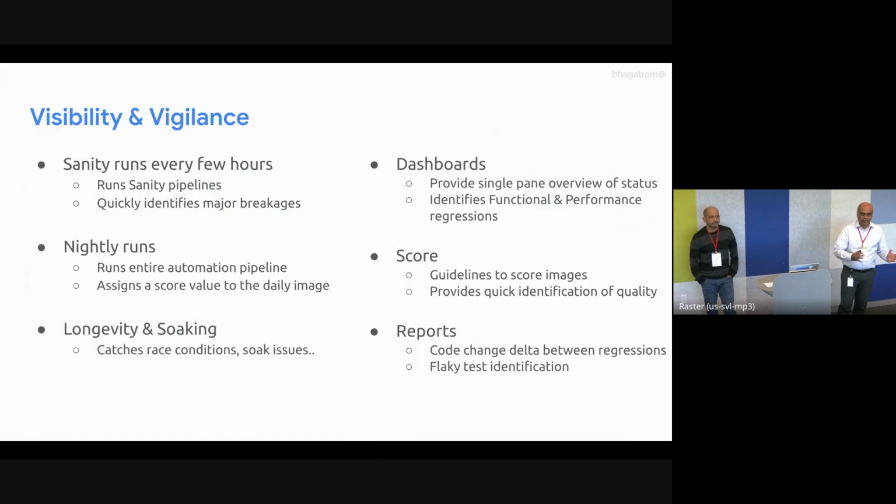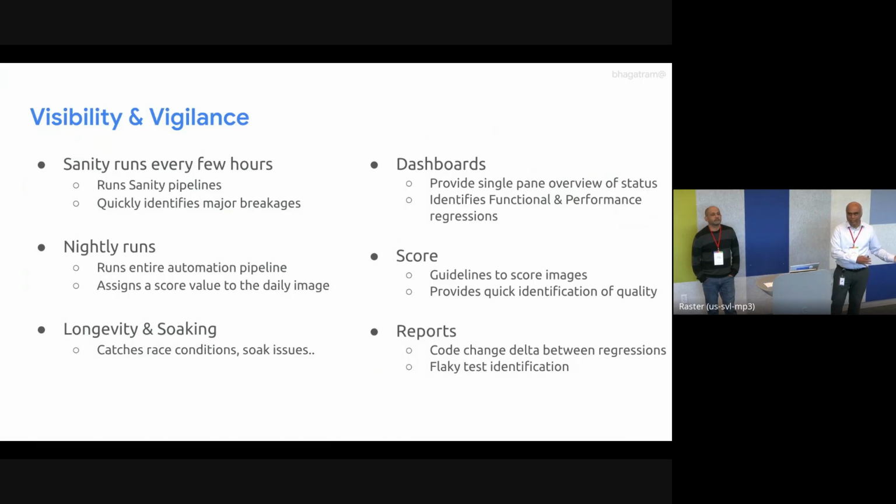So every day we have a score for our daily image, and that helps us ensure that a dip in the score is very quickly identified, and we work towards higher quality. And of course, we have the longevity and soaking test beds as well, which run tests for more than a week, a month, things like that. We have reports that come out of these, and we are able to do many releases over a year. So that's something that we do internally.